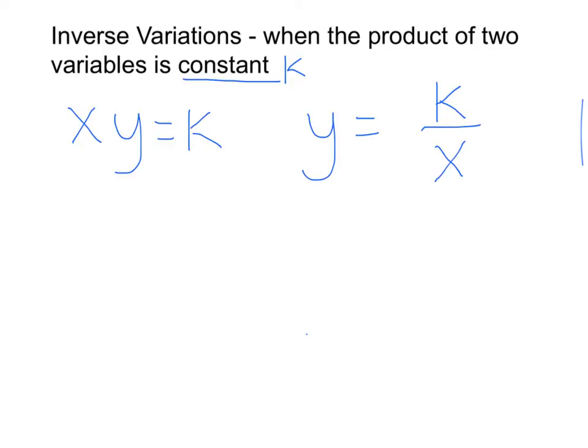Now, three things must be true in order for us to have a variation that's an inverse. The first is that the product of x and y has got to be equal to the same number. The second thing is that k can't be equal to 0. And if k can't be equal to 0, both x and y can't be equal to 0.